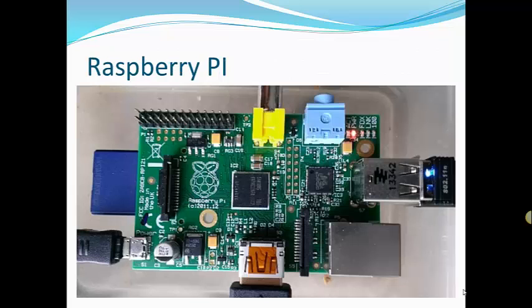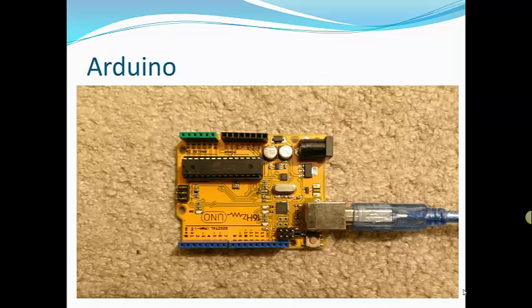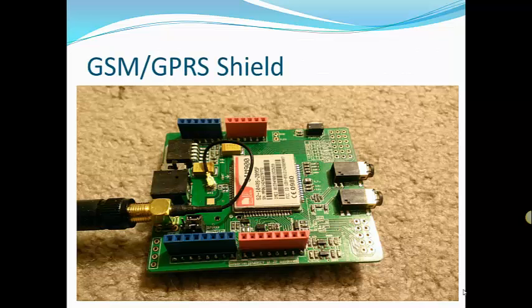This is the Raspberry Pi I'm using. It's a Model B, and this one is Arduino Uno. This is the GSM GPRS Shield.